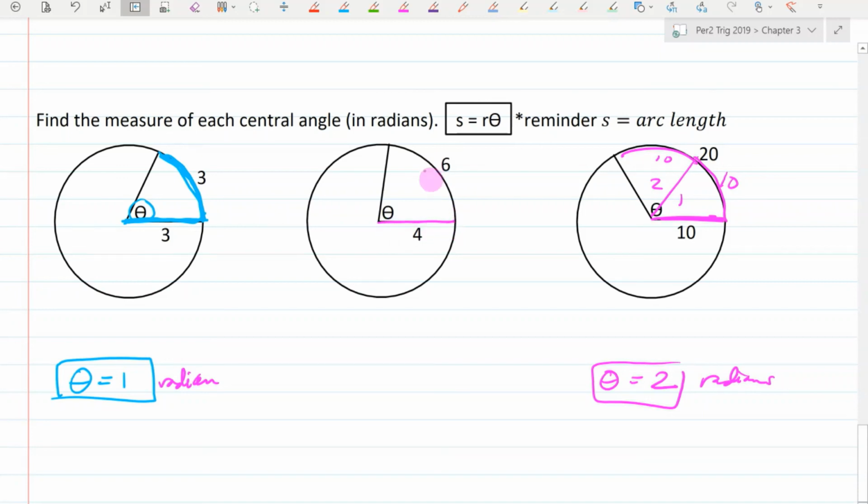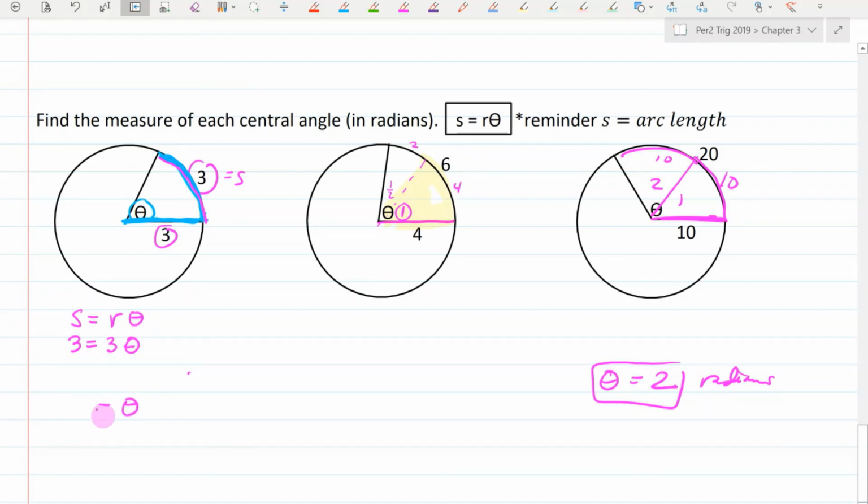This one, you may not know so easily. So if this is 4, and this part is 4, then that's 1 radian here. And then this is 2. 2 is half of 4. So this is 1.5 radians. But let's do the math, because you can do the math for all of these if you want. So if you do S is equal to R theta, S is this arc length. So that's 3. R is the radius. So that's 3 times theta. So if you divide both sides by 3, you get theta is equal to 1.